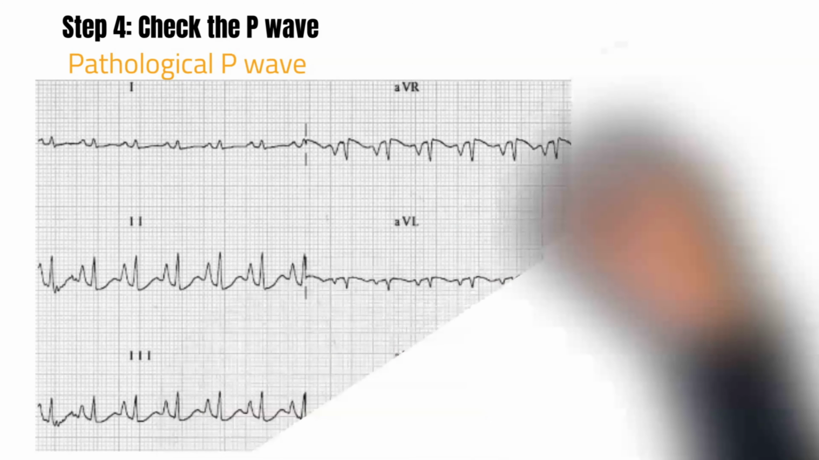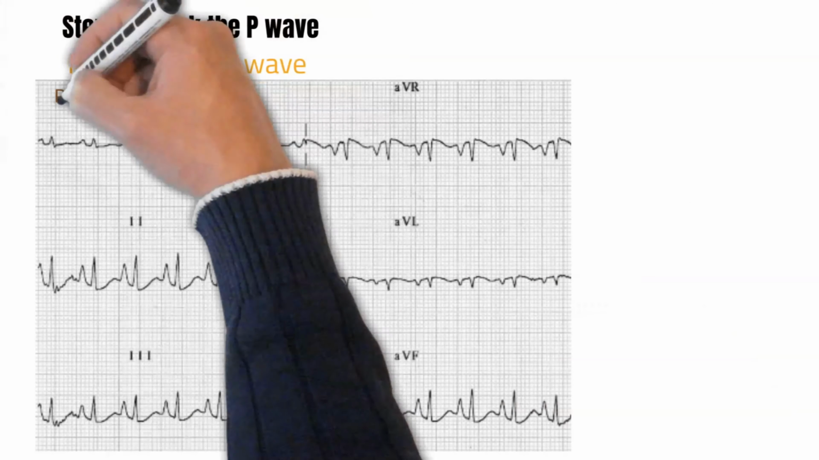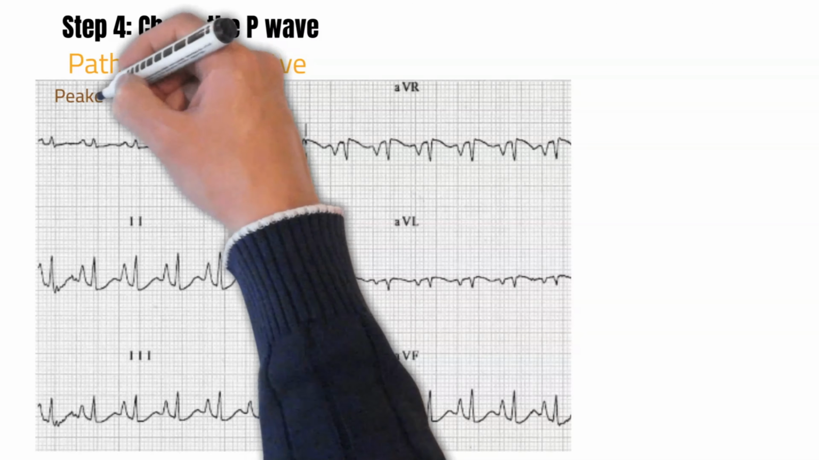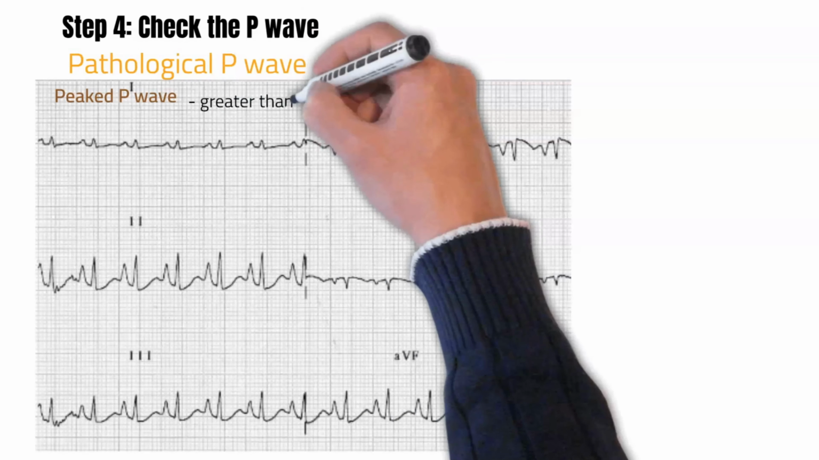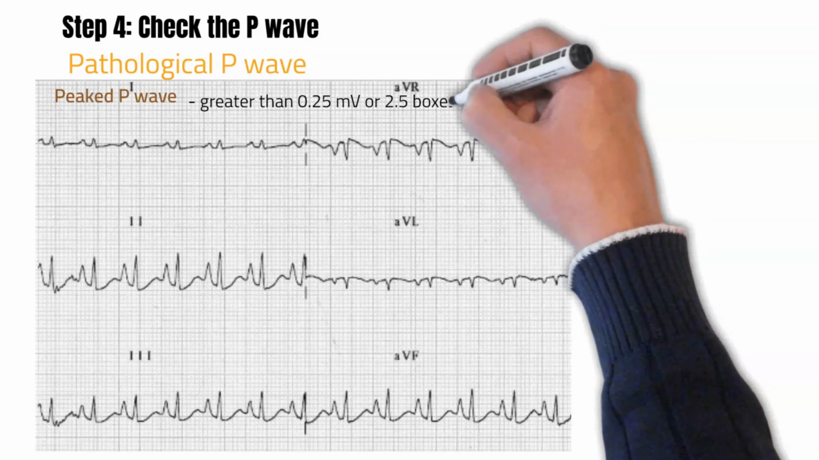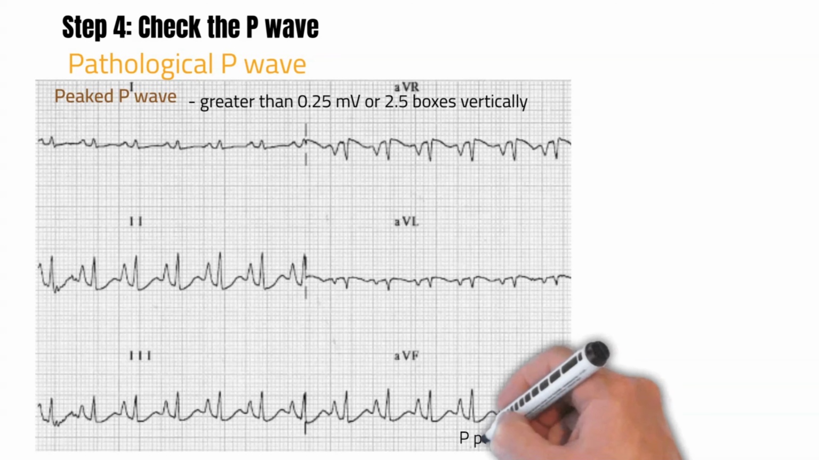Okay, how about peaked P wave? A peaked P wave, which is greater than 0.25 millivolt, suggests right atrial enlargement, or cor pulmonale, or sometimes we call it P pulmonale rhythm.